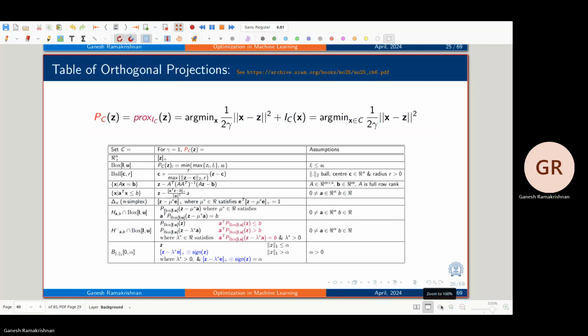Any question? So I'm going to leave you with this homework problem. For all of these, try and derive the projection operator.